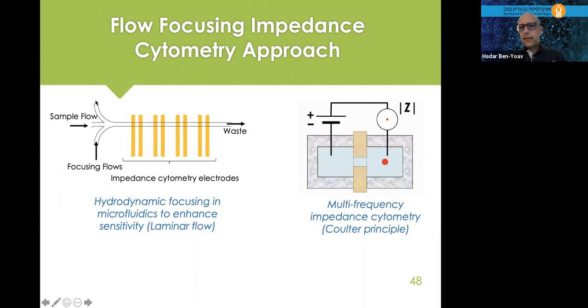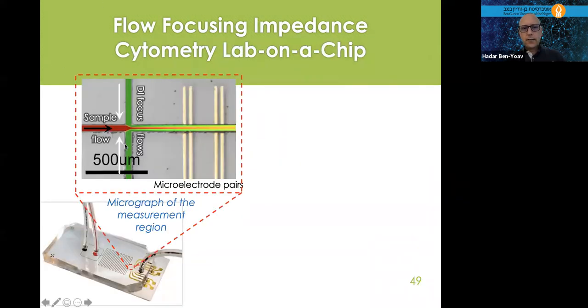Now, the last part is how, if you have a lot of cells together, you can cause them to go in one line. For that, we use focusing flows. This is a real image of how it looks on the chip. You have the sample here. The sample, the red one, goes on top of the pair of electrodes, and we have two side channels that cause the focusing. It's like a focusing aperture, turning a thick flow into a very thin flow from those two water focusing inlets. So we have a very thin flow of cells. They flow one by one, and the signal tells us if we have one cell or not, and not a bunch of multiple cells.